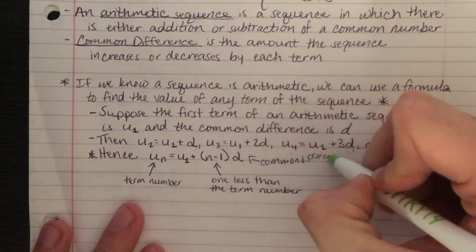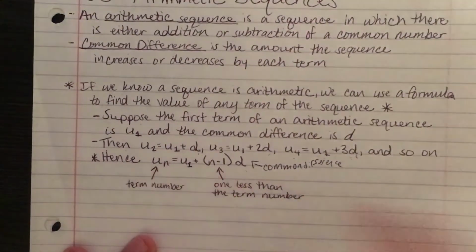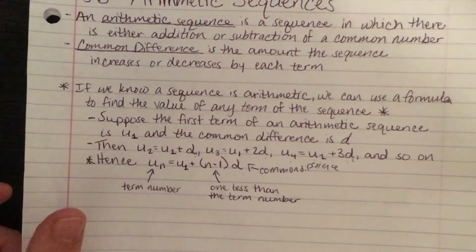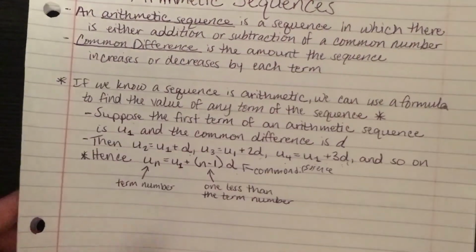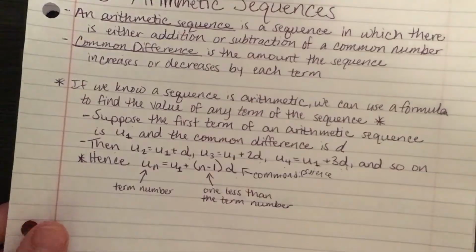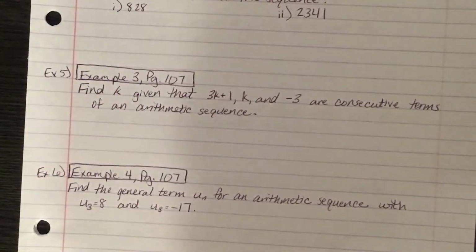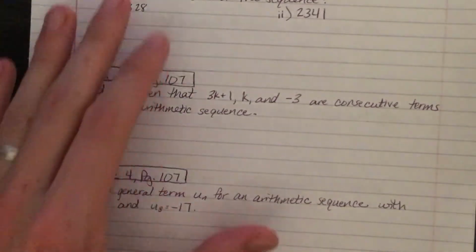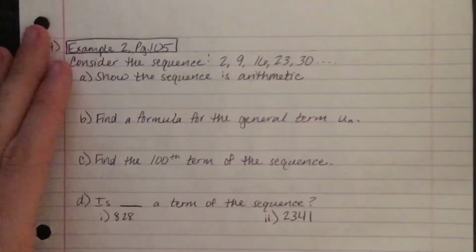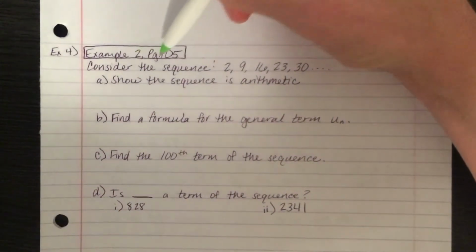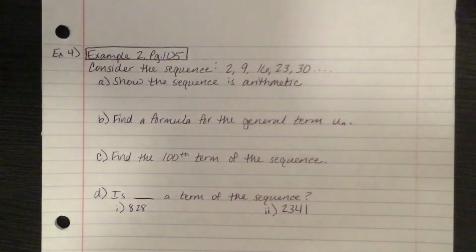And so with that, we can use this formula. If we can identify that a sequence is arithmetic, we can use this to figure out a bunch of different things. And so with that, I'm going to move this page here, and we can get to looking at this now. If you're wanting to follow along in the book, we're going to go to example 2 on page 105 in that red book.